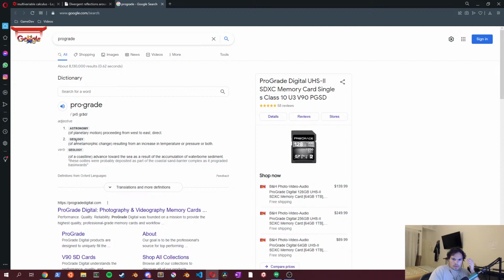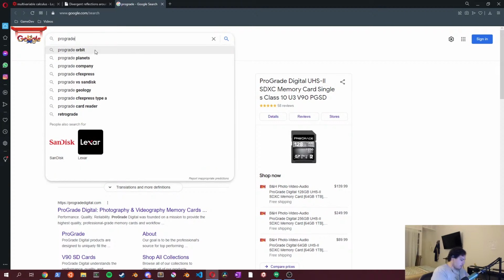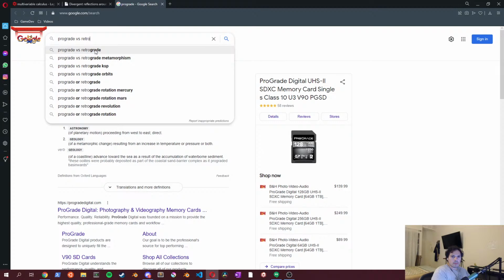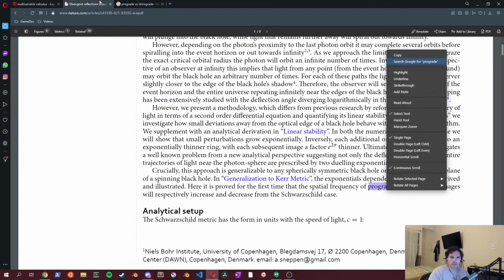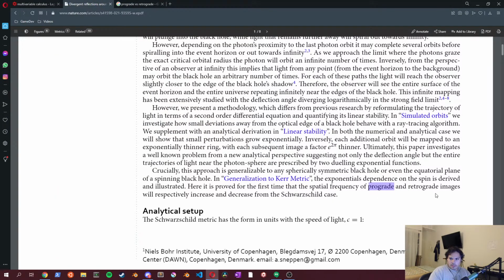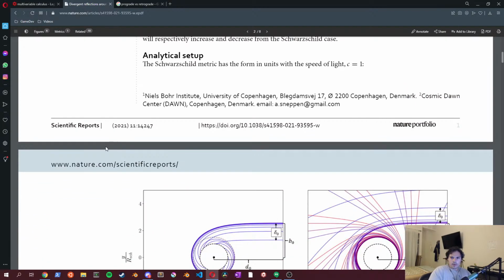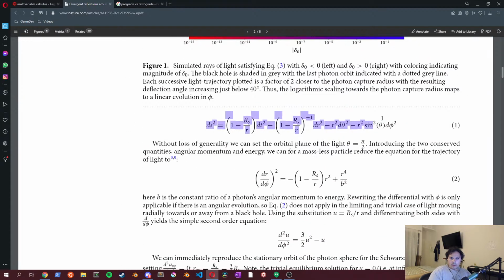Proceeding. Okay, spinning in the direction or against the direction of its orbit. All right, so analytical setup. The Schwarzschild metric has the form, in units with the speed of light c equals 1, of this thing.